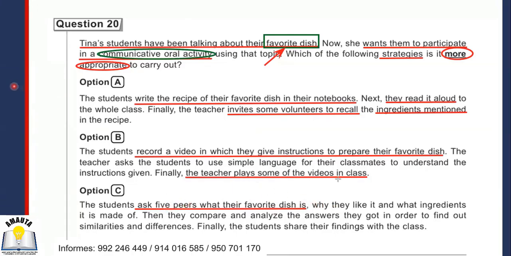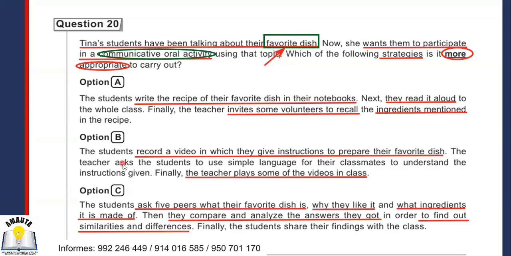Not only that, they go deeper. They also ask why they like it, and what ingredients it is made of. Then they compare and analyze the answers in order to find out similarities and differences. This is very high cognitive demand.